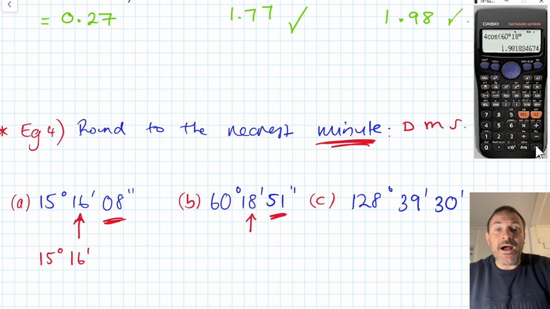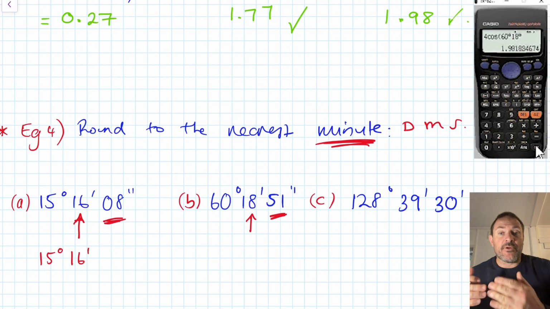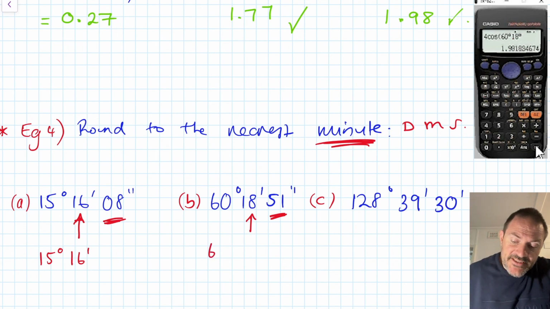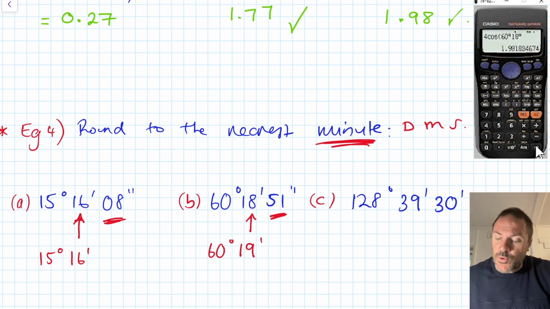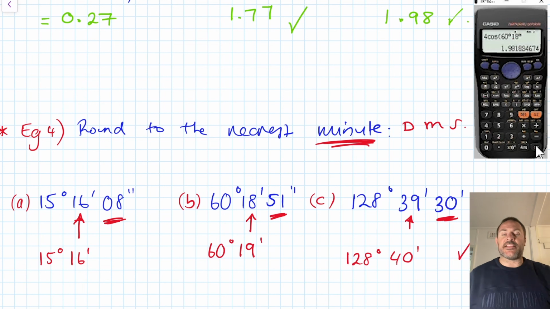Well, 51 is above 30. So 30 seconds is our rounding point. 51 seconds is closer to a minute. Therefore, we have 60 degrees and 19 minutes goes up. And the last one, the 39 minutes, well, the 30 seconds again, 30 and above pushes up. So it'll be 128 degrees, it's an obtuse angle, and it will be 40 minutes, and that's my job done.